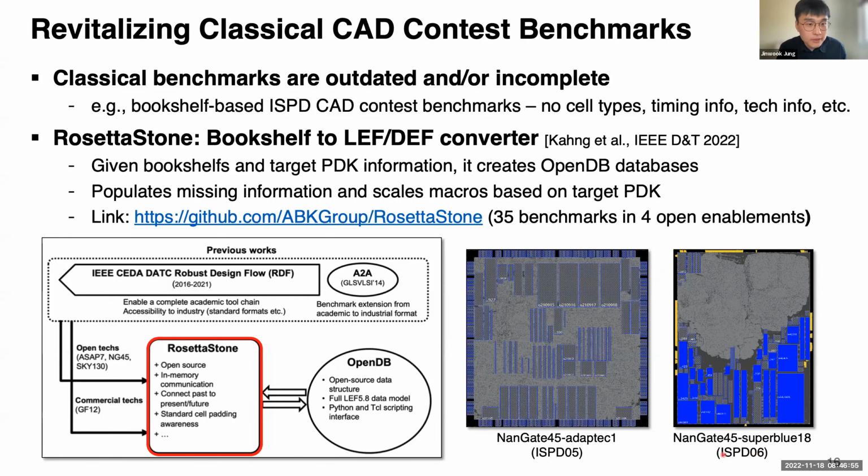These two plots show some example data obtained from one ISPD05 benchmark, which is the adaptec1 benchmark case, and the other is an ISPD06 benchmark, which is superblue18. These two benchmarks were converted to the NanGate45 technology using the Rosetta Stone tool. You can see that the Rosetta Stone tool successfully converts the previous Bookshelf-based contest benchmarks into the NanGate45 technology. So it revitalized the classical CAD contest benchmarks for full flow research.